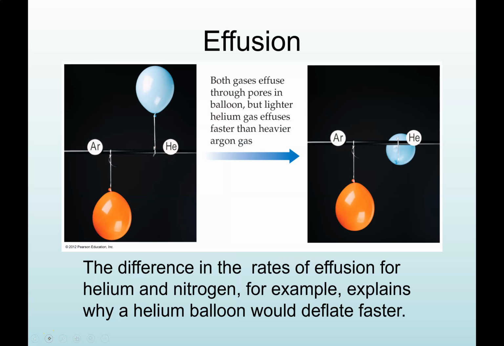Again, over time, we see that both gases are going to effuse. Now, helium will go faster because helium is smaller, right? Smaller molecules can escape through the same size holes faster than larger molecules like argon can. So for a longer period of time, this argon will be contained compared to the helium.